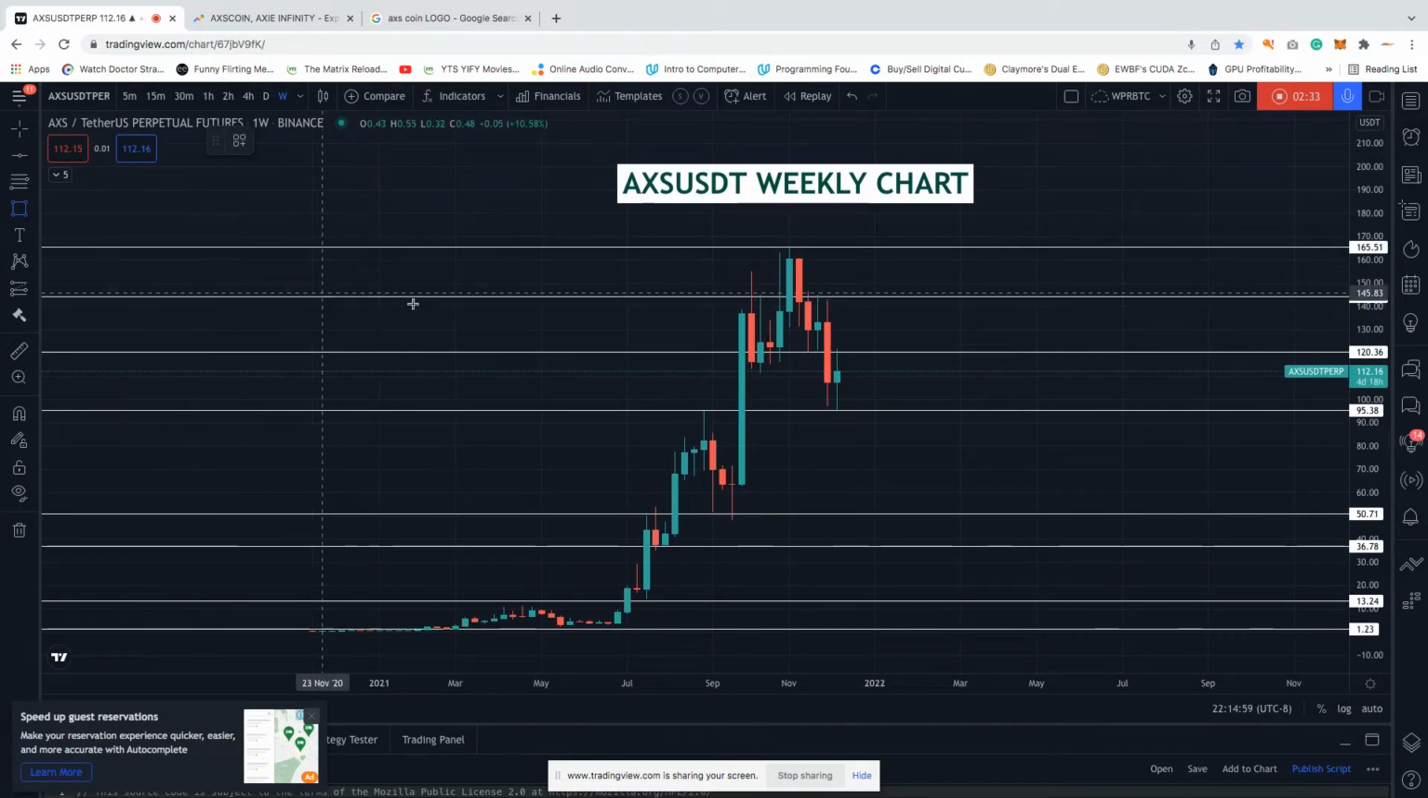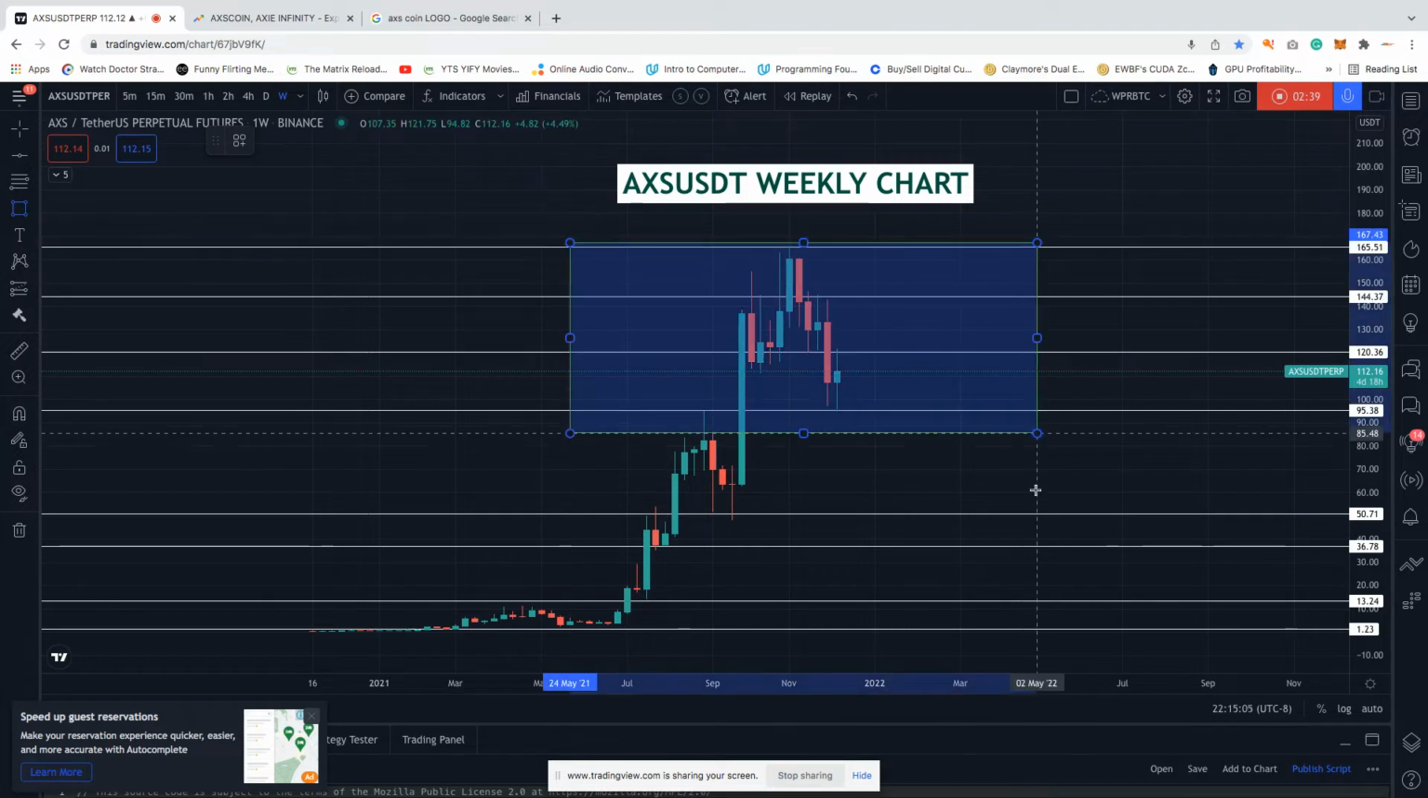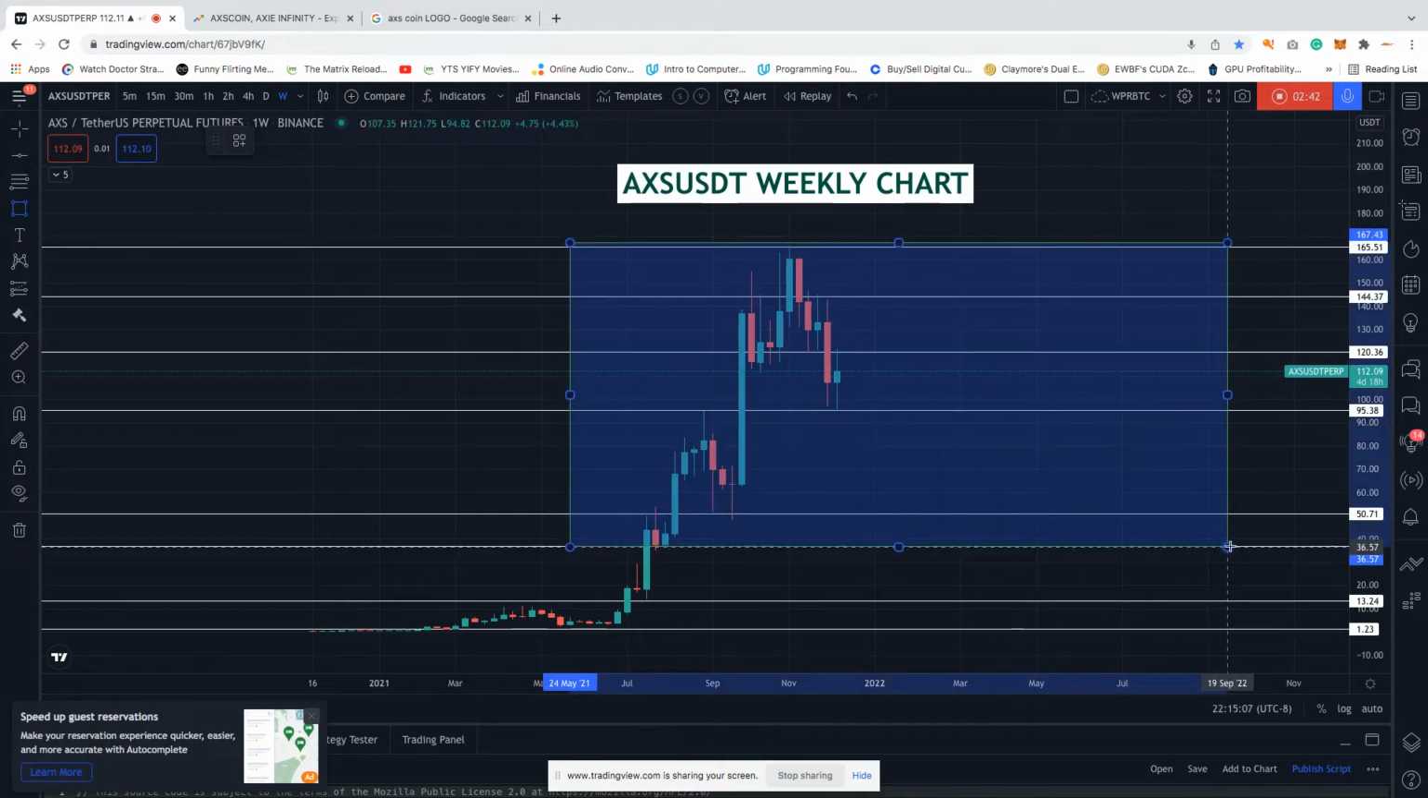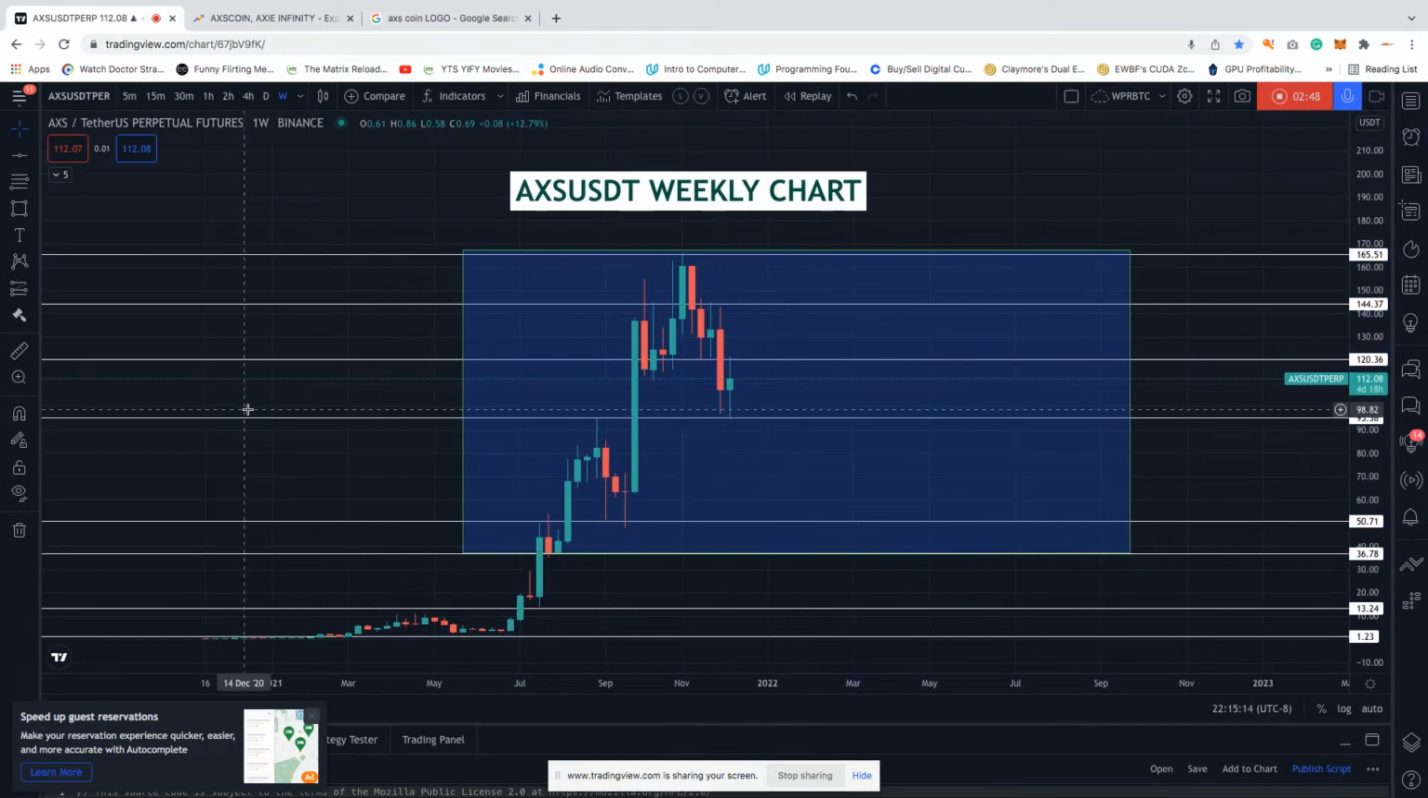Now that we've gotten the horizontal line support, I can tell you that I can contain Axie Infinity as far down as this point. Since the breakout, this point is the most important point to me. So the next thing I'm going to look for is the areas of my support and resistance.